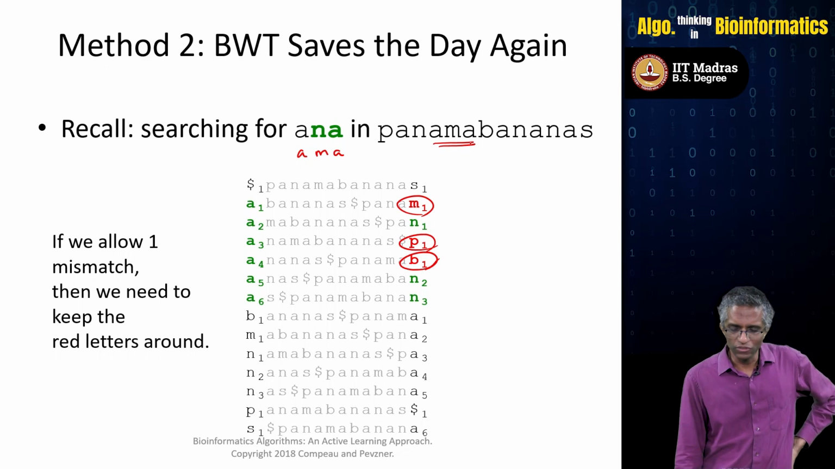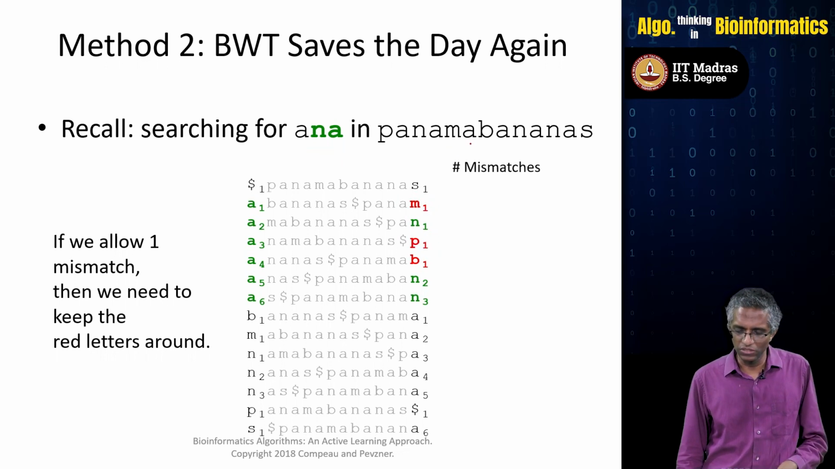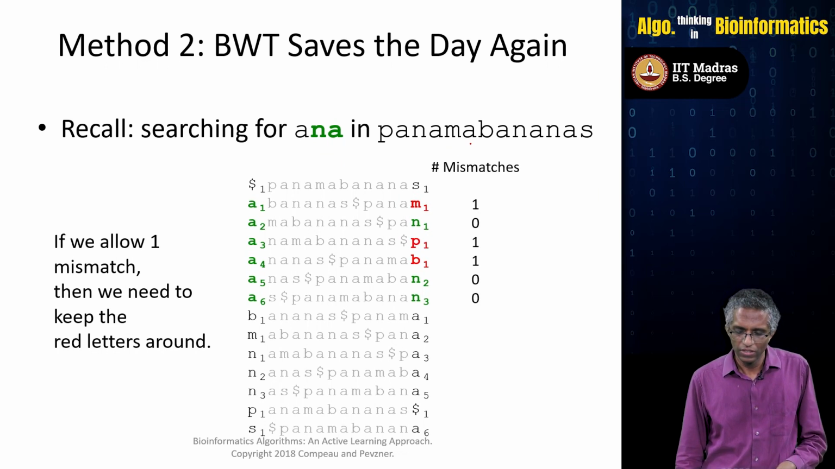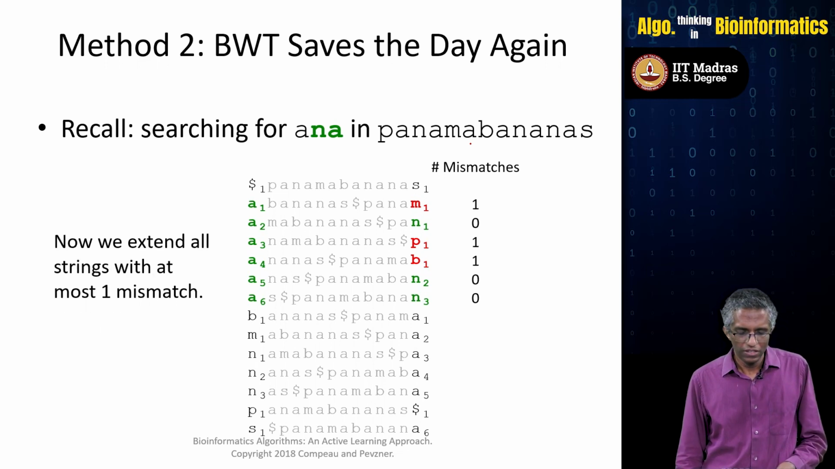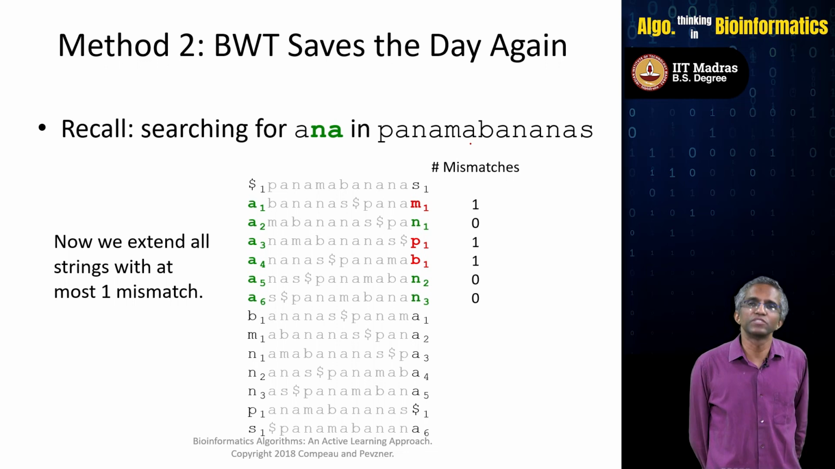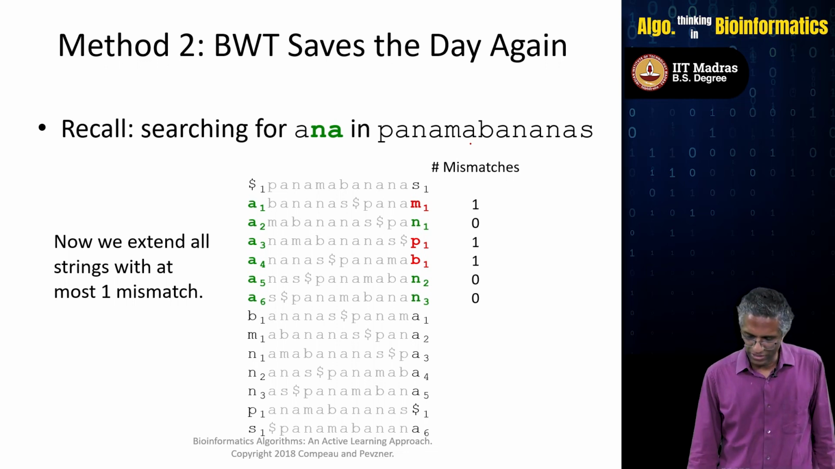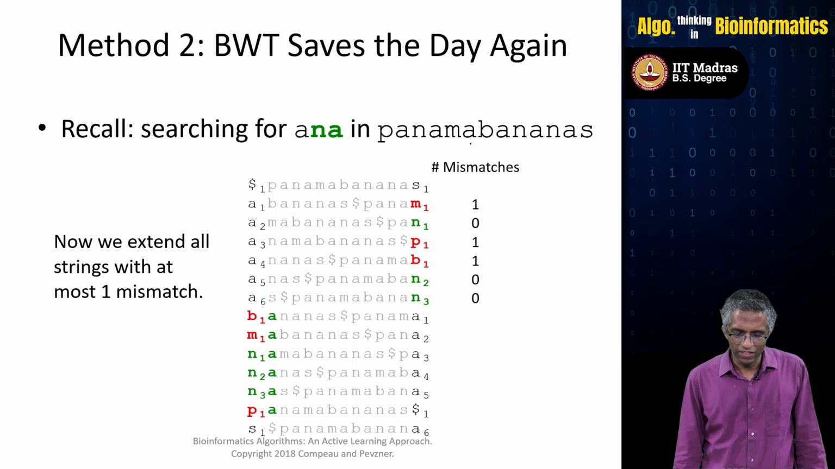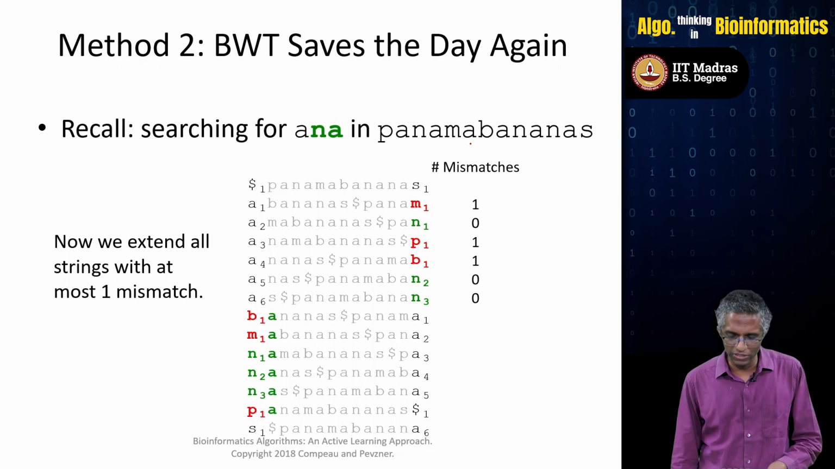So we cannot really exclude these red ones. We also need to keep them around. So the number of mismatches is 1 for MPB and then 0 for the others. And then now we need to extend all the strings with at most one mismatch, and you have to keep going that way, right? So then we'll have to look at where they are occurring. They may not be contiguous anymore in some sense.